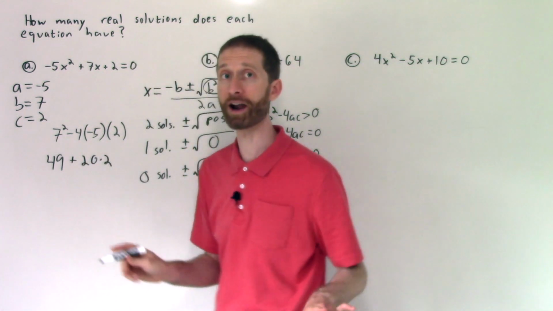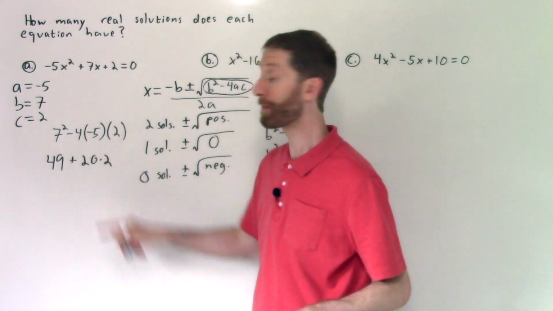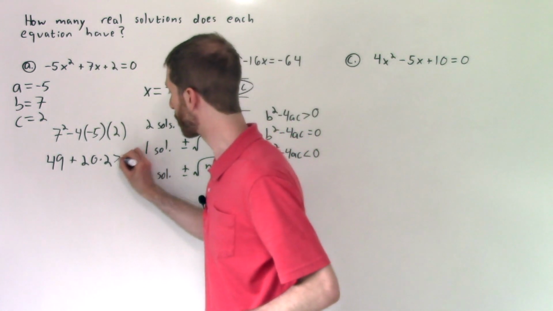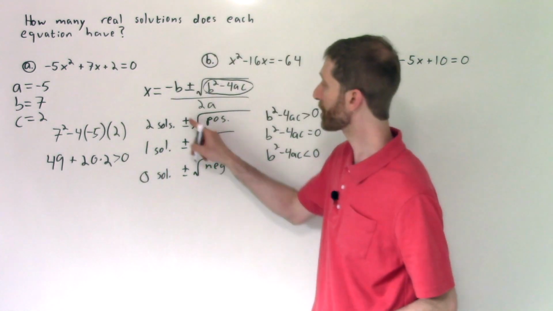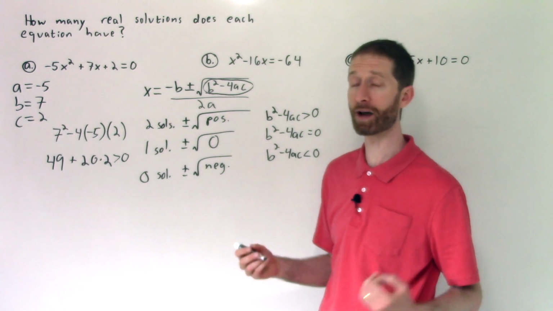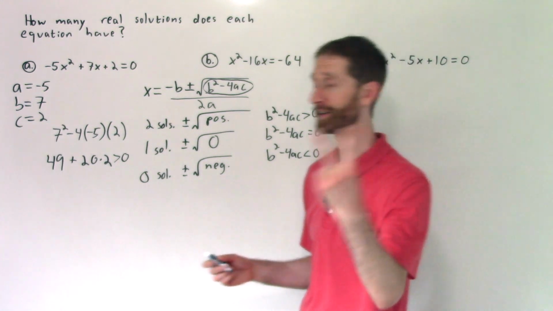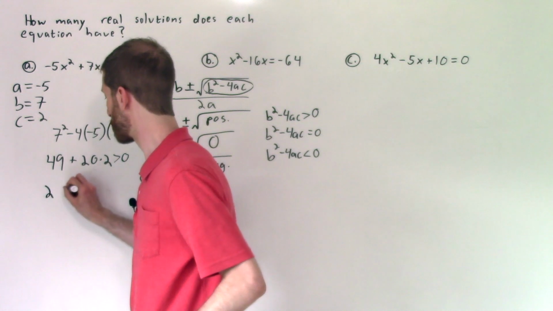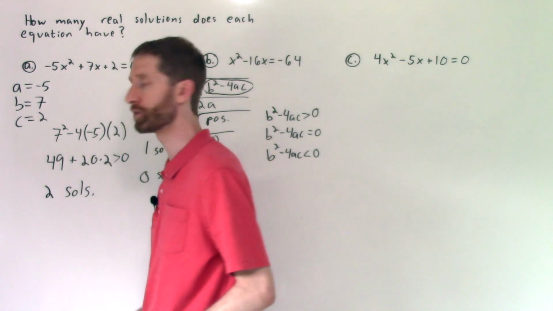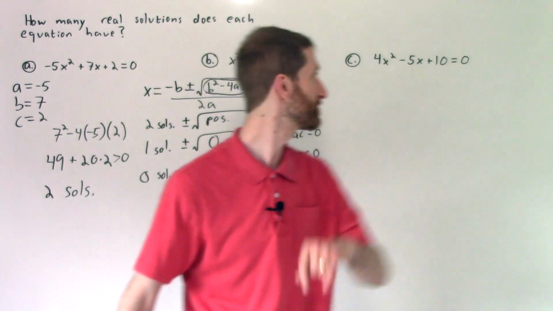I'm going to stop there, because 49 plus a positive number is greater than 0. And since we have plus or minus the square root of a positive number, we will get how many solutions? 2. So the discriminant shows, since it's positive, that we get two solutions. That's it. All right, let's use it again here.